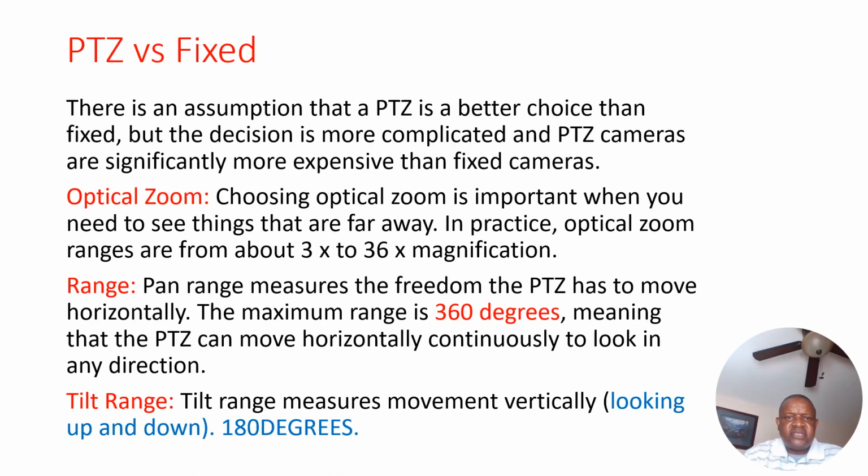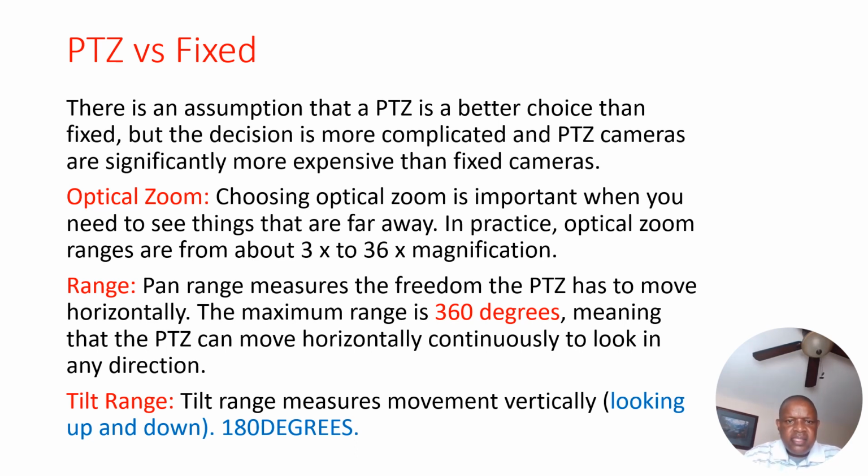PTZ versus fixed. Before we go to fixed, let's look at PTZ versus fixed. There is an assumption that a PTZ is a better choice than fixed, but the decision is more complicated and PTZ cameras are significantly more expensive than fixed cameras. Choosing optical zoom is important when you need to see things that are far away. In practice, optical zoom ranges are from about 3x to 36x magnification.